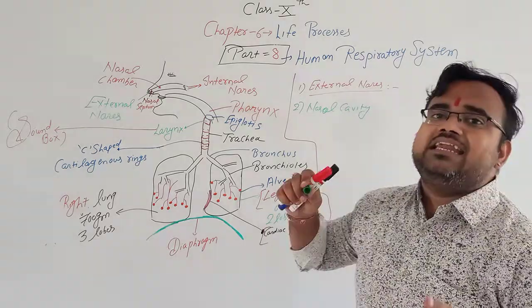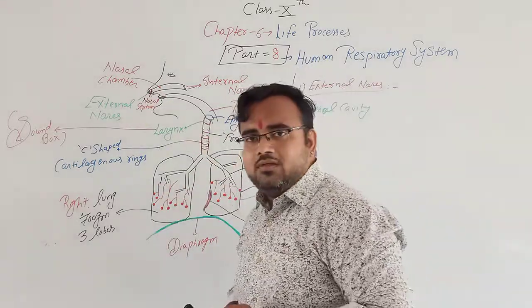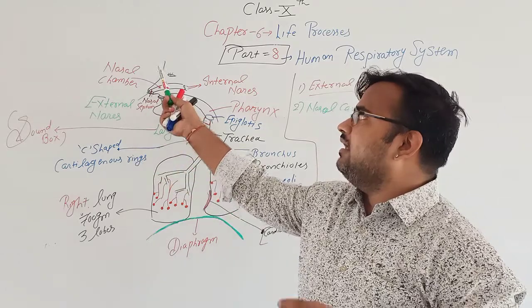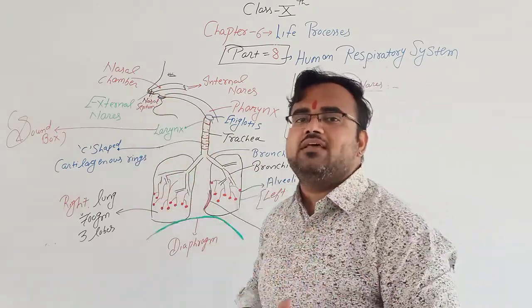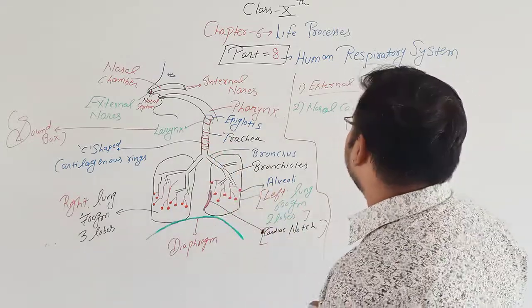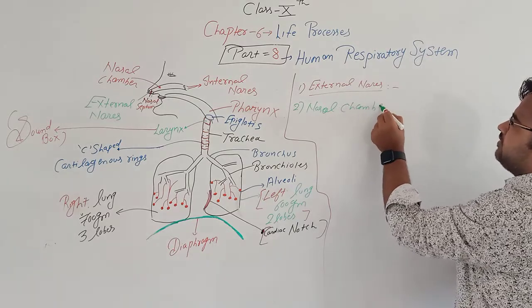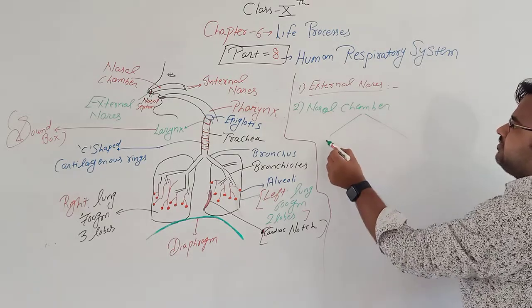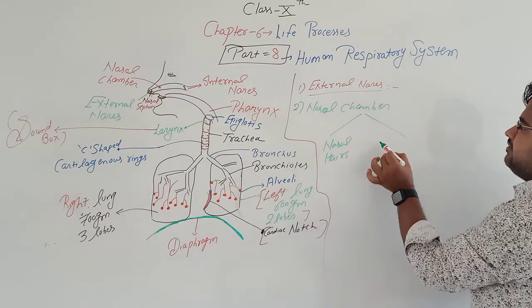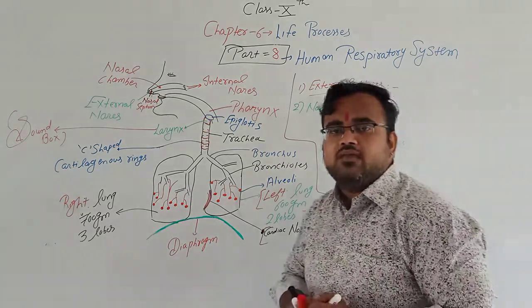Nasal cavity is the second part of the human respiratory system. After the external layers, the air enters into the cavity which is known as the nasal cavity. There are some structures present in the nasal chamber. There are two structures present. First is nasal hairs, and second is mucus.